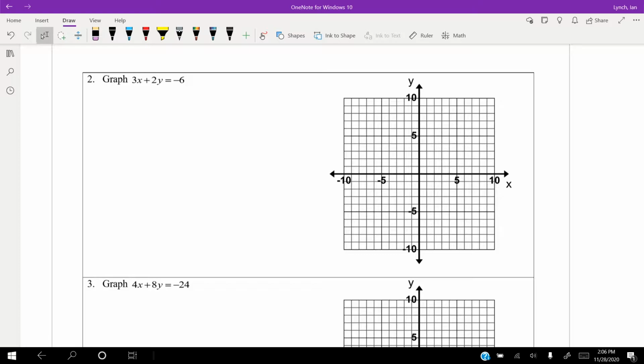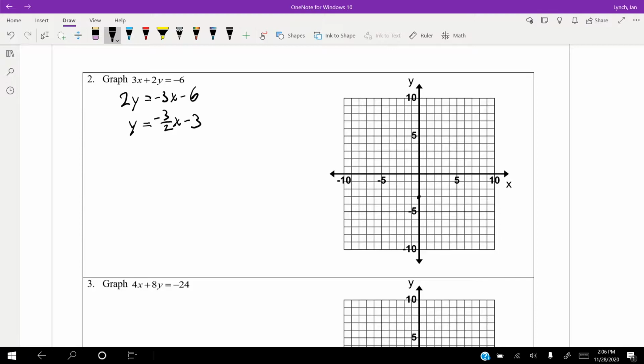So, 3x plus 2y equals negative 6. Well, we need to get y by itself. So, we're going to subtract 3x. So, we get 2y is equal to negative 3x minus 6. Divide by 2, and you get y equals negative 3 halves x minus 3. Easy. Y-intercept is negative 3.